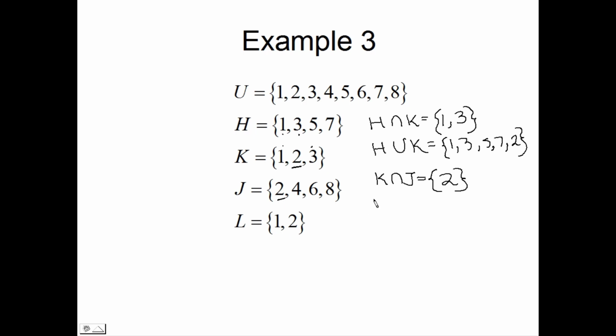What about K complement? Okay, this means everything in the universal set that is not in K. So K has 1, 2, 3 in it. What things are missing? 4, 5, 6, 7, and 8. Those are in K complement.